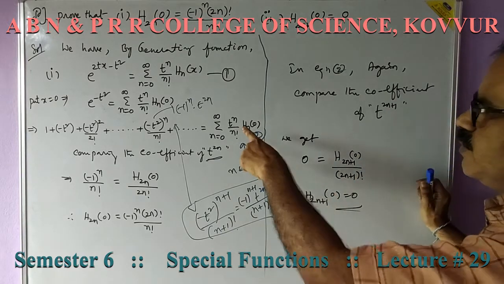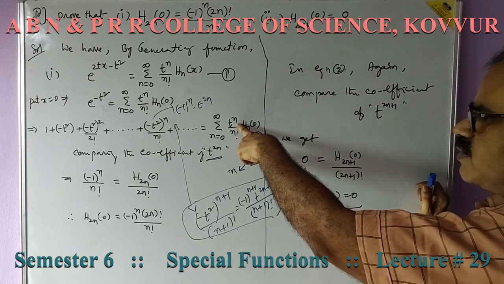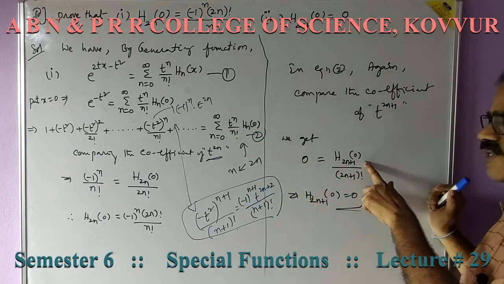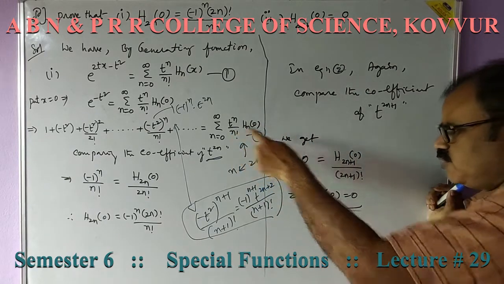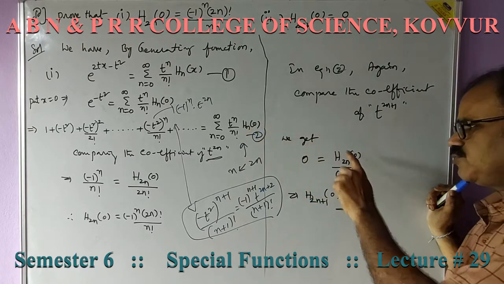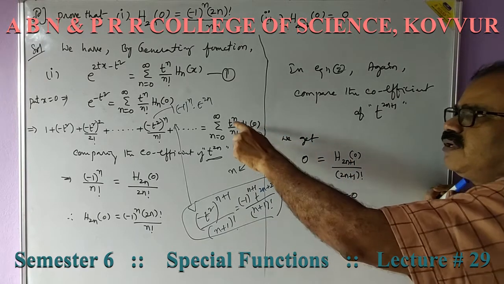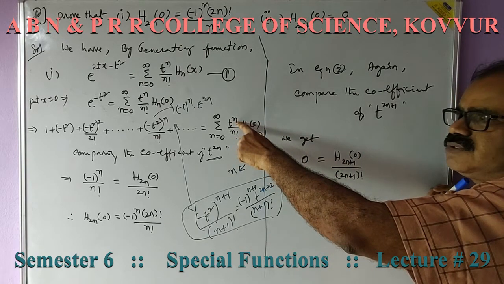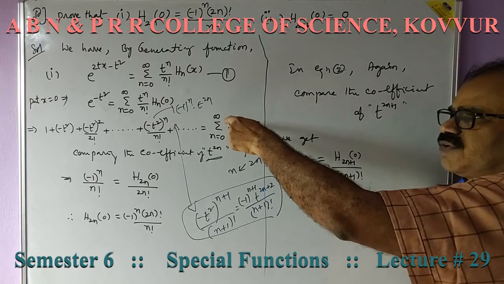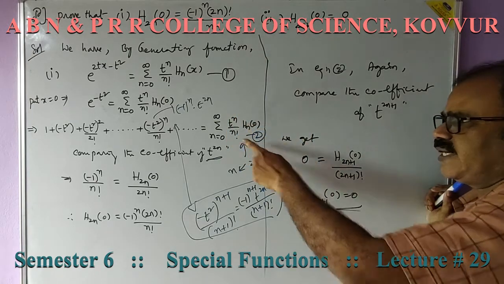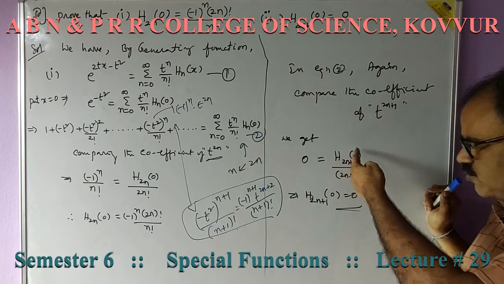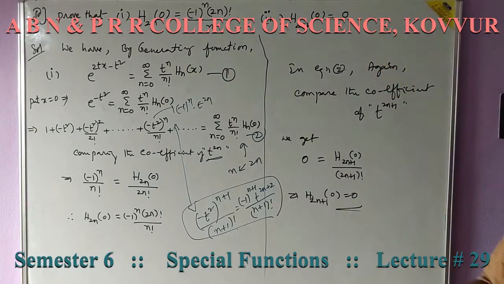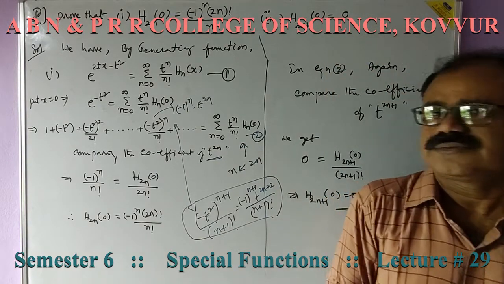On the right hand side, put n equal to 2n+1. The coefficient of t^(2n+1) is H_(2n+1)(0) by (2n+1) factorial. So 0 is equal to H_(2n+1)(0) by (2n+1) factorial. Hence H_(2n+1)(0) is equal to 0. That is the second result.